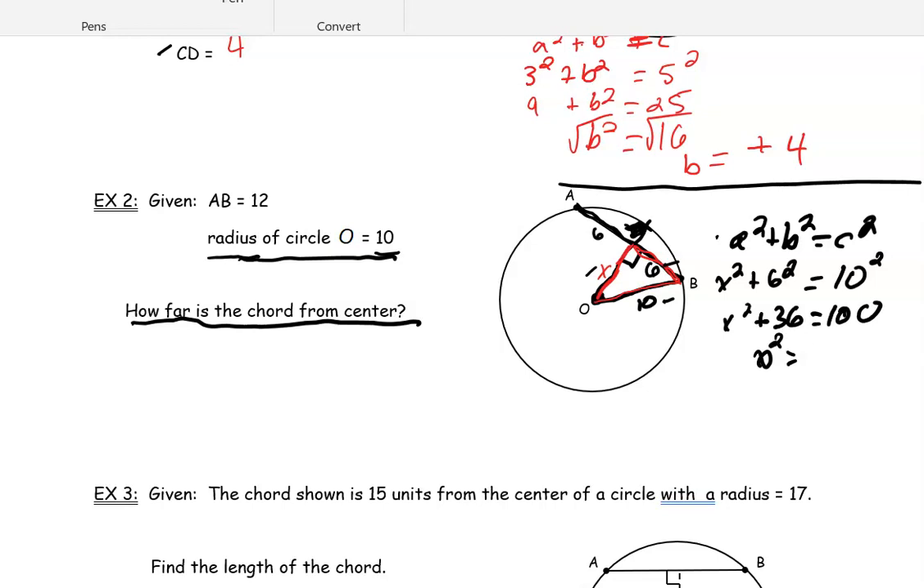Subtract the 36 over to the other side. X squared would be 64. Take our square root. We get positive and negative 8, but we know it has to be a positive 8. So X must be 8. That's how far the center is from our chord. Okay?